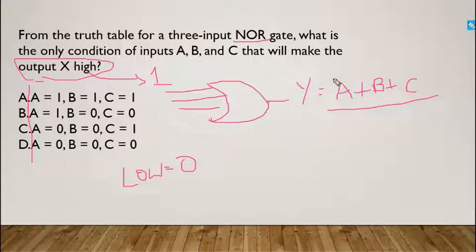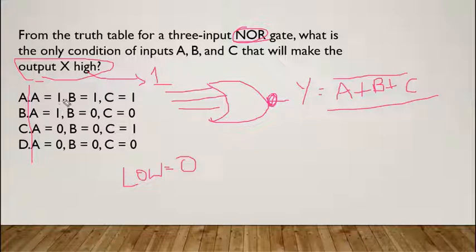It is a NOR gate, so we need to put a negation here. Okay, it was a slight mistake. I wrote it for OR, but for NOR we need to write a negation here. Okay, so we need to make the output high. So what can be the exact condition?